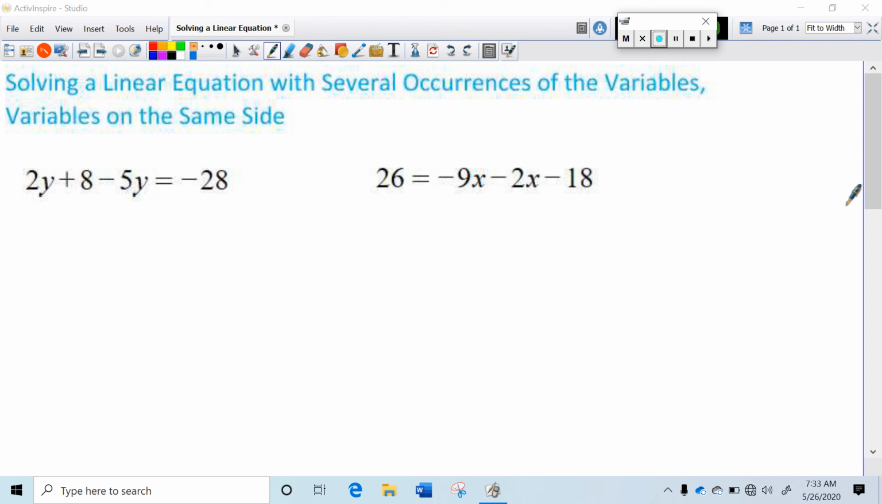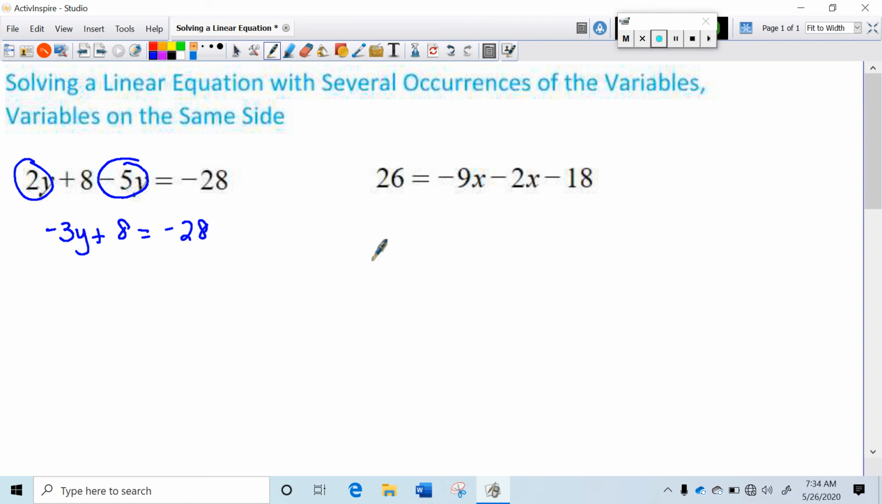Okay, on these, you want to look in front of the equal sign and see if you can put anything together first. For example, I know how many y's I have in front of that equal sign because 2 take away 5 is negative 3. So negative 3 y's, and then everything else just gets written down like it is.